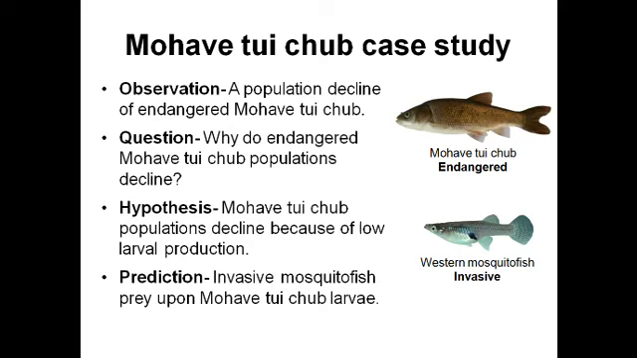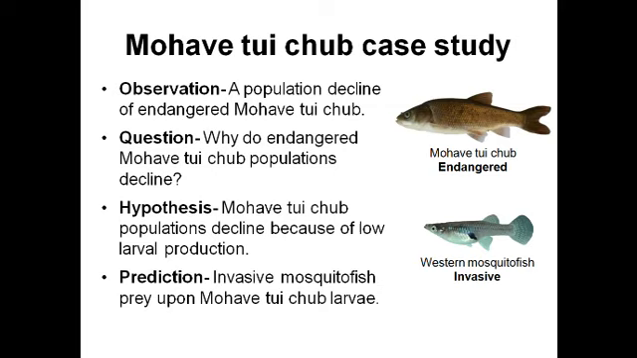Okay, so let's try to formulate our proper sequence. So my observation: a population decline of endangered Mojave tuichab in Lake Chwende, right? So then I'm gonna ask the question, why do endangered Mojave tuichab populations decline? Then, based on my previous knowledge, I hypothesized that Mojave tuichab populations declined because of low larval production, so reduced breeding. So how to test that?